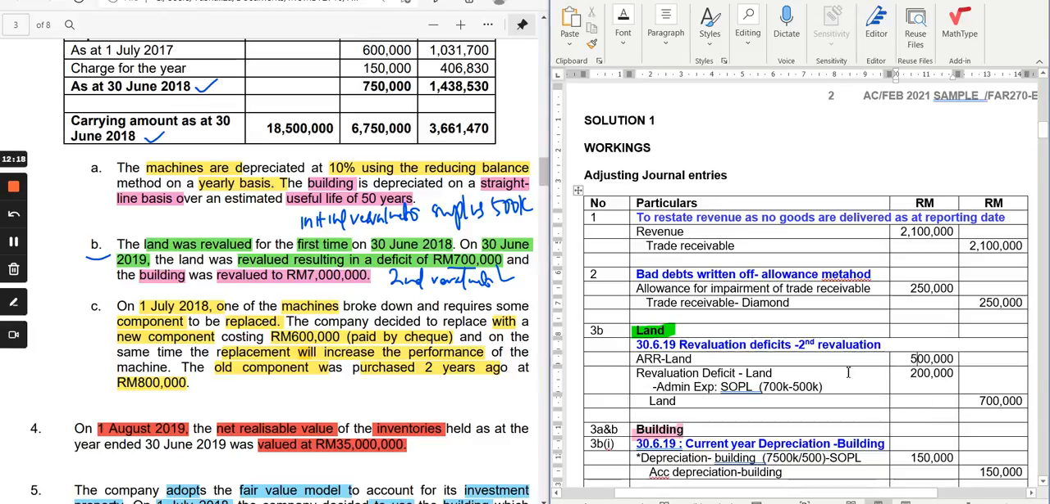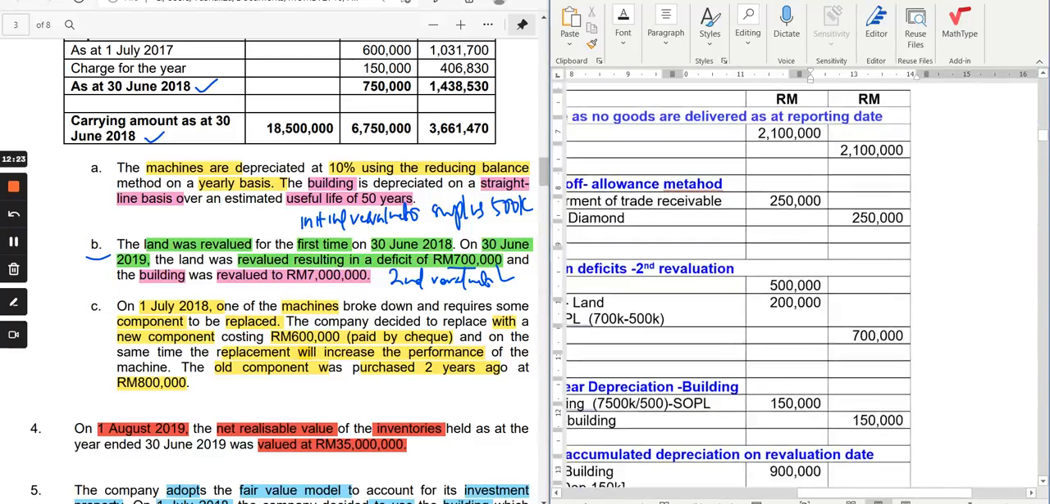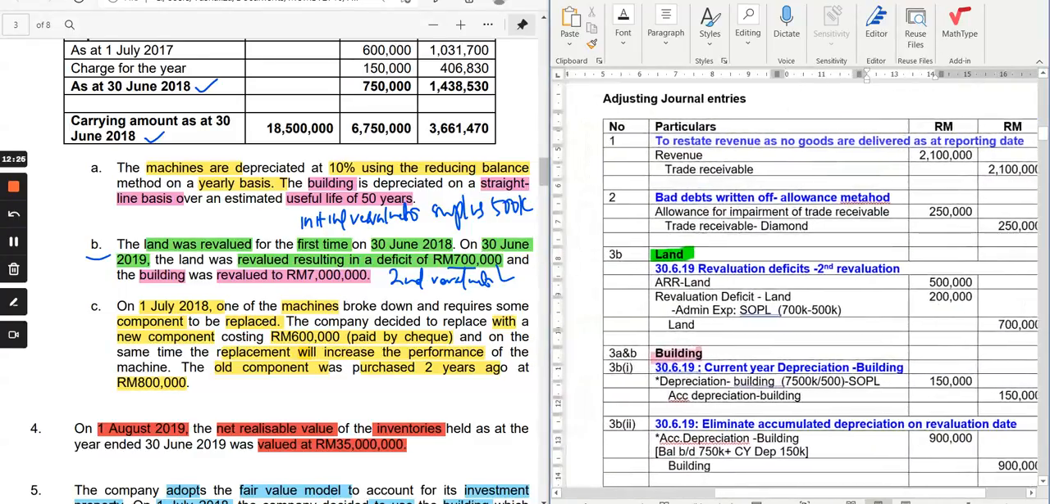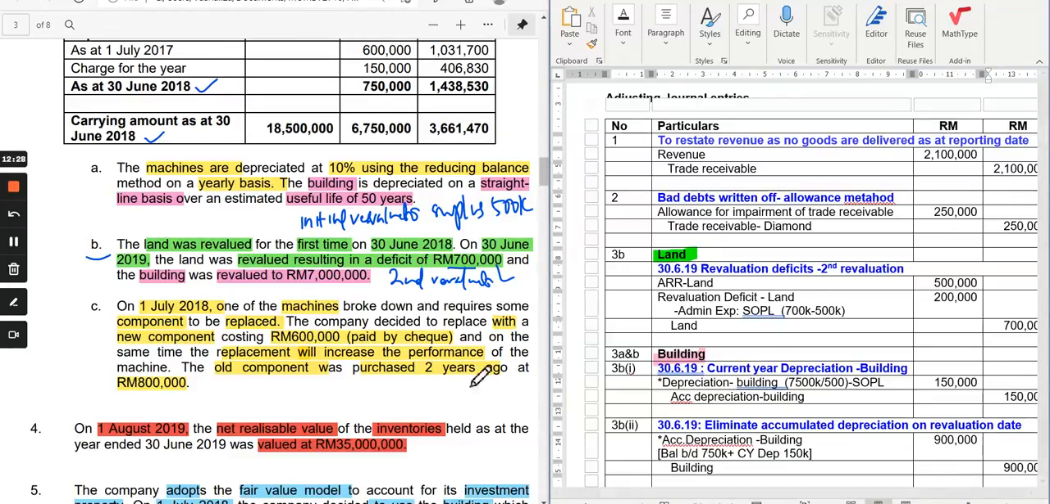So 500,000 will be debited to the asset revaluation reserve, which means that, let me just write a little bit, this will also be adjusted in the OCI in your SOPL. So in the statement of profit or loss and other comprehensive income, the other comprehensive income also needs to be reduced by 500,000. The revaluation deficit will need to be adjusted to the SOPL by adjusting the admin expenses. Do not debit everything to the asset revaluation reserve, because that is not enough.